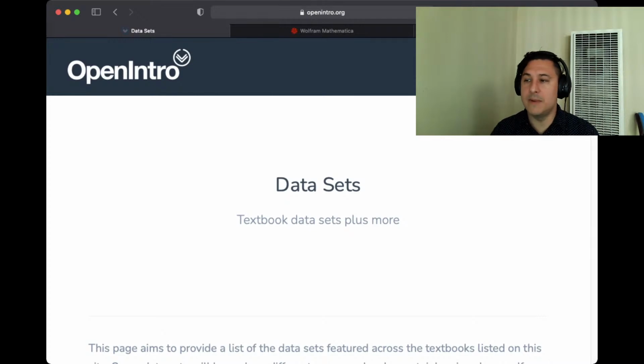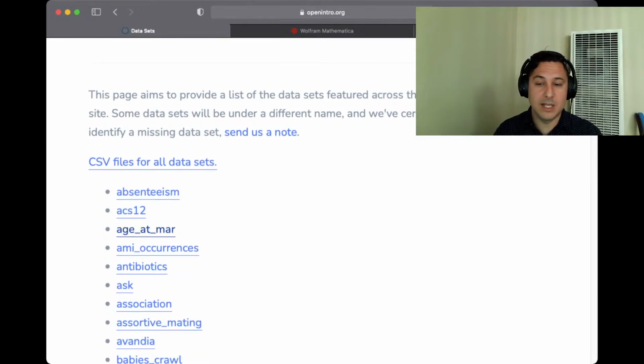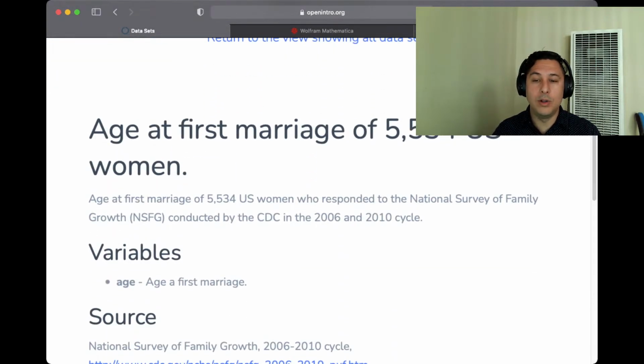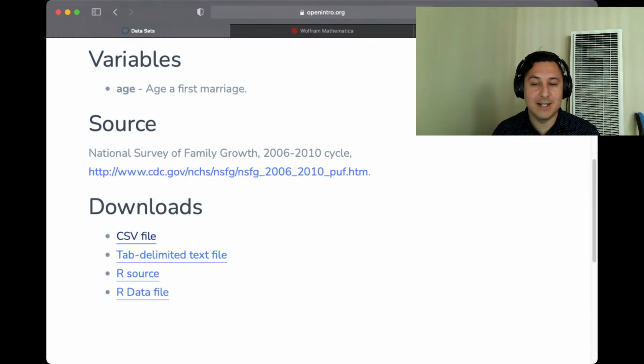So I'm going here because we're going to download, remember how we import the data from Wolfram? I'm going to go to this thing that says age at Mar. This is information about how old women were when they first got married for 5,534 women. They interviewed 5,534 women and asked them, when you first got married, how old were you? I'm going to scroll down to where it says CSV, and I'm not going to download it. I'm going to copy the link by right-clicking. Remember how we figured this out yesterday?